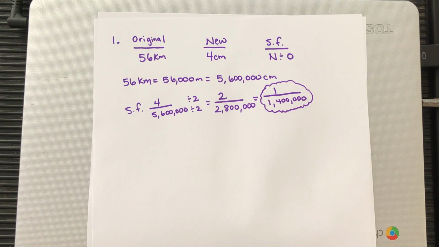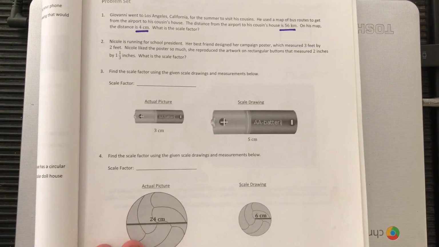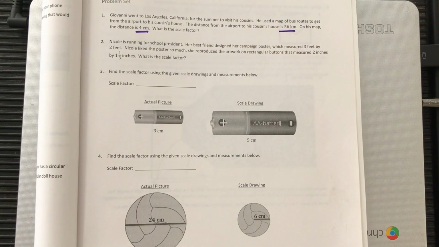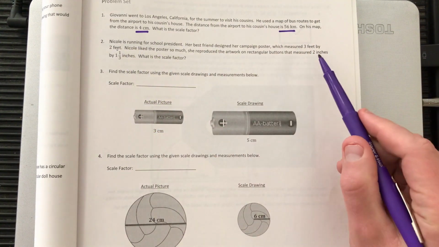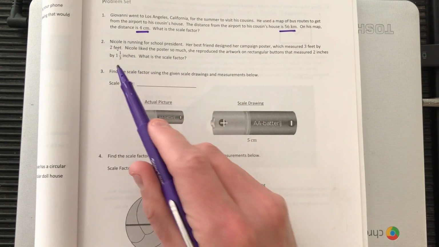Number 2. Number 2 says, Nicole is running for school president. Her best friend designed her campaign poster, which measured 3 feet by 2 feet. So that's a rectangle. One side's 3 feet, one side's 2 feet. Nicole liked her poster so much, she reproduced the artwork on rectangular buttons that measured 2 inches by 1 1/3 inches. So 3 feet is longer than 2 feet, and 2 inches is longer than 1 1/3 inches.